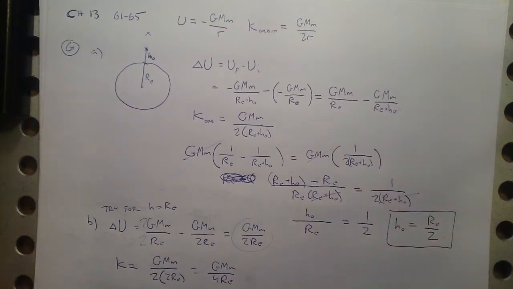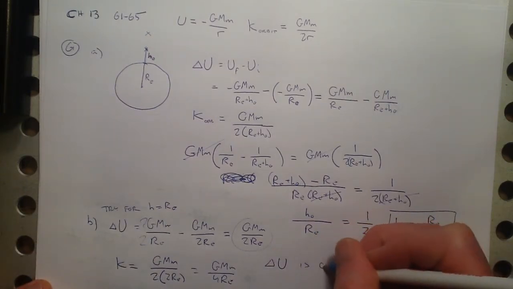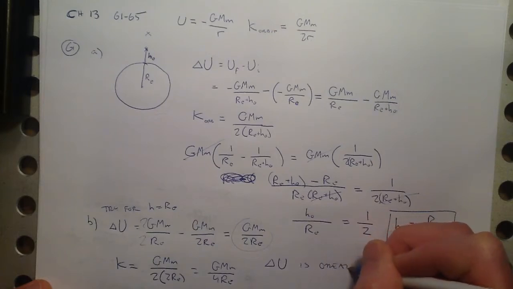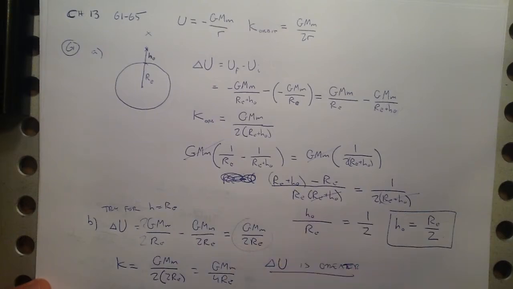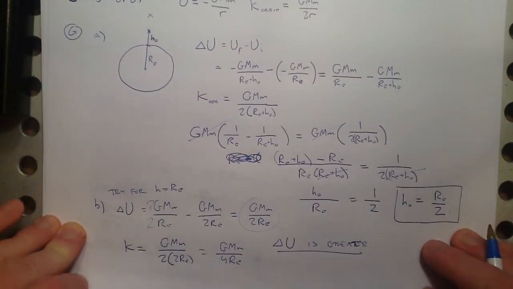So how did they phrase the question? They said, for greater heights, which is greater? So with the greater, delta U is greater. That's probably the best way to do that. Just pick a value and work that out. All right.